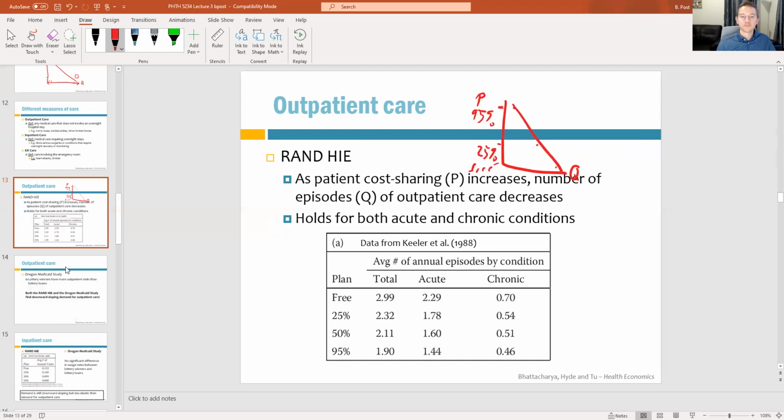Something along those lines. And that holds for both acute and chronic conditions, which is helpful to inform the way that we design health insurance. So you can see that here. You could plot these numbers out and get the demand curve yourself. So you look at, at this price, 25% of the copay, total quantity demanded is 2.32. You could plot that out. I recommend that you do that as an exercise, just so you can see that, what do you know, it does actually downward slope. And this is how demand curves get written out.